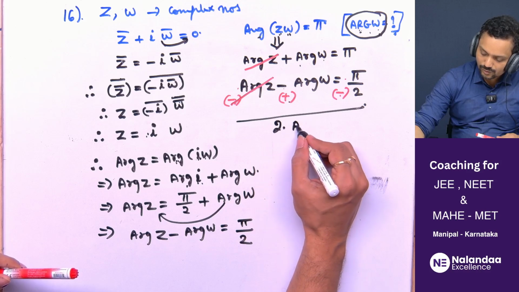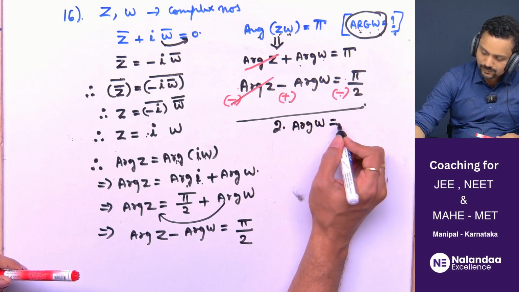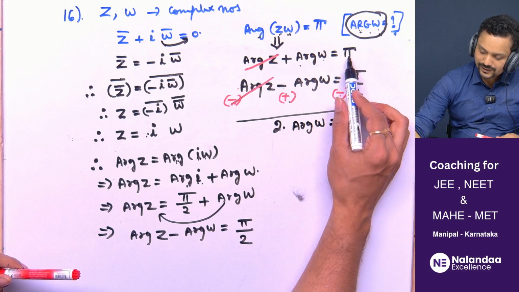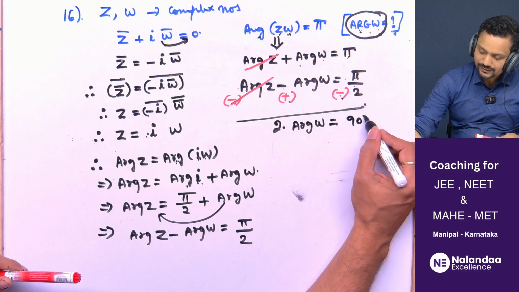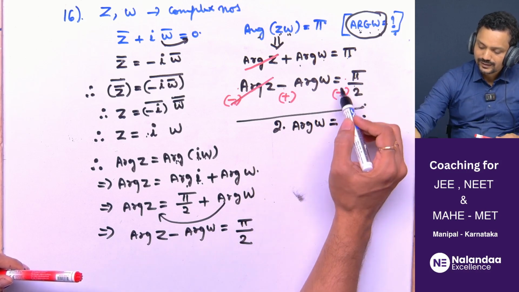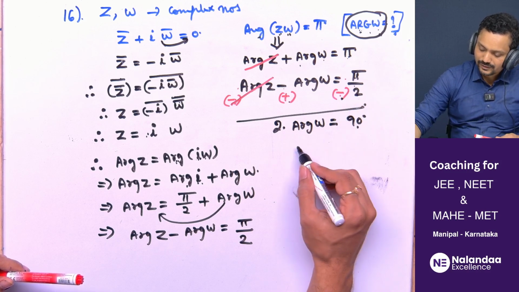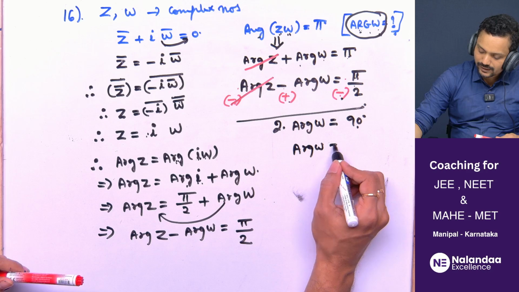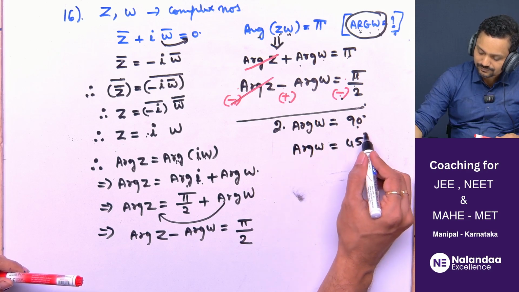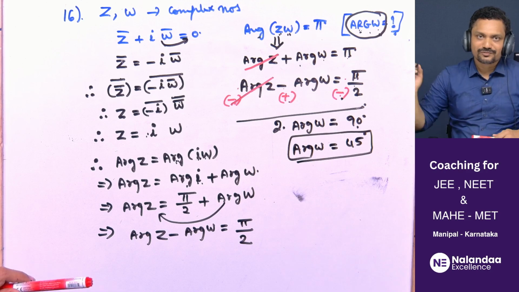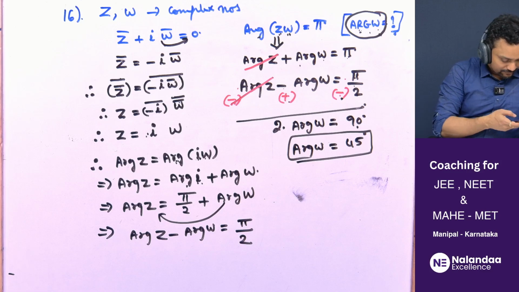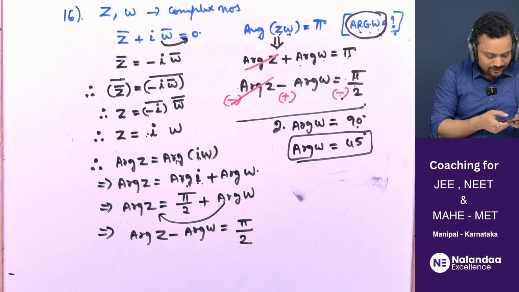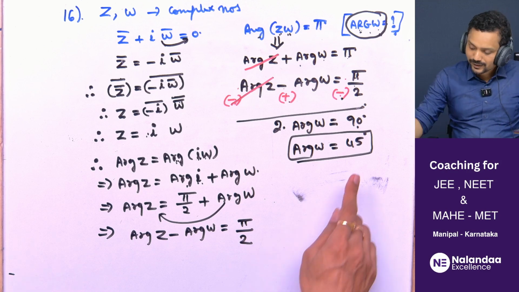So it will be 2 times argument of omega equal to, pi is 180, pi by 2 is 90. So 180 minus 90, if you want, I'll write it in degrees. 180 minus 90 is 90. So you'll get argument of omega is equal to 45 degree. In fact, I solved this problem fully. So therefore 45 degree, pi by 4, is the answer. And if you see the options are pi by 4, 5 pi by 4, 3 pi by 4, pi by 2. So option A, pi by 4 is the answer.